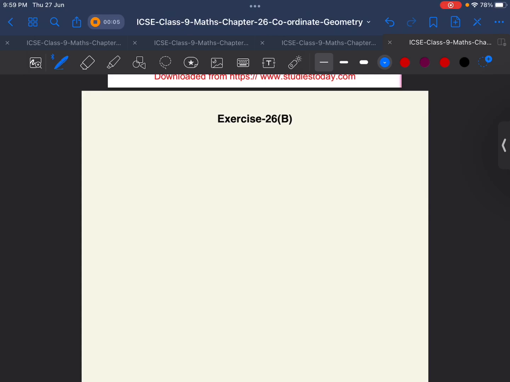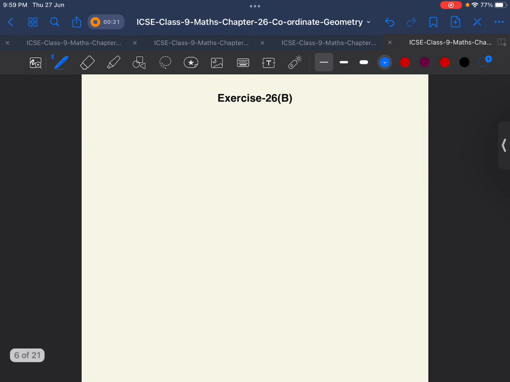Hello students, today we will do 26b on coordinate geometry. We already completed 26a. In this chapter we will draw a straight line in a graph by plotting the points. So now let's start this chapter 26b.